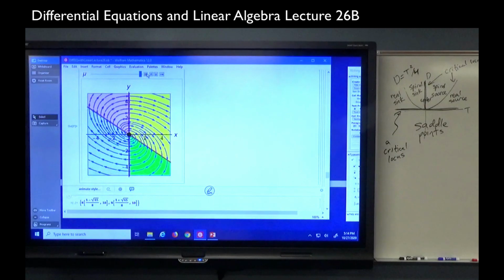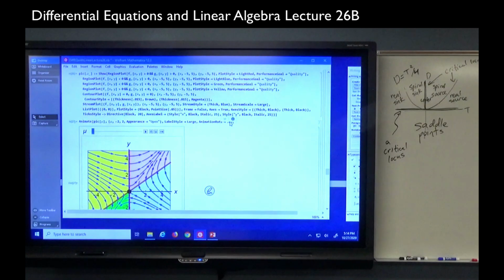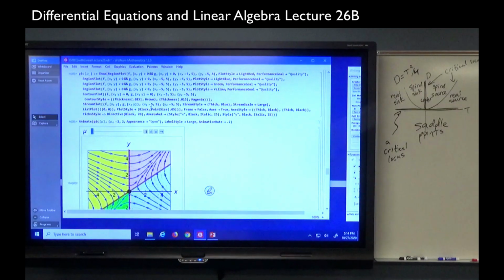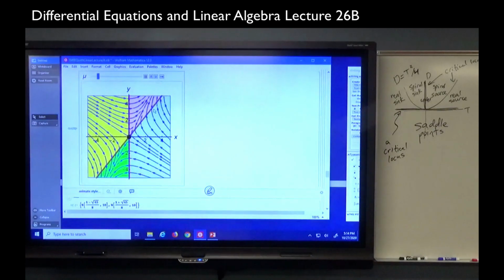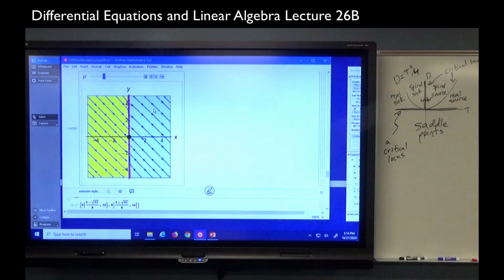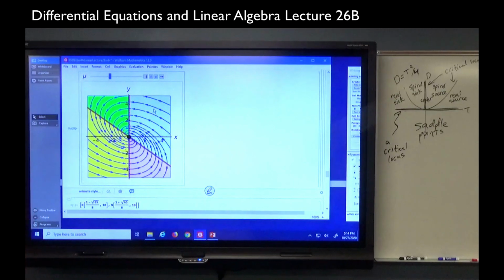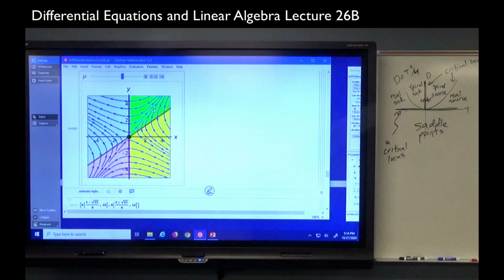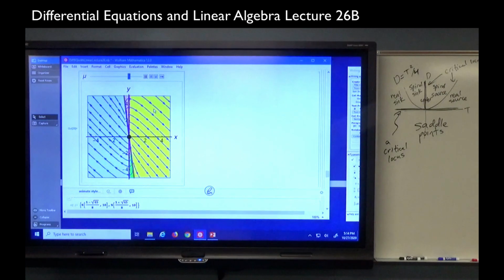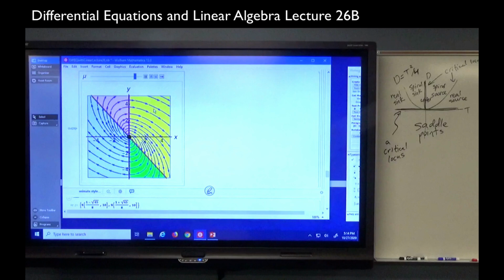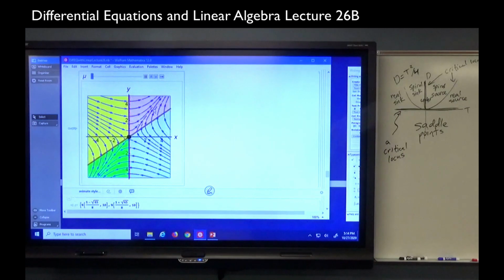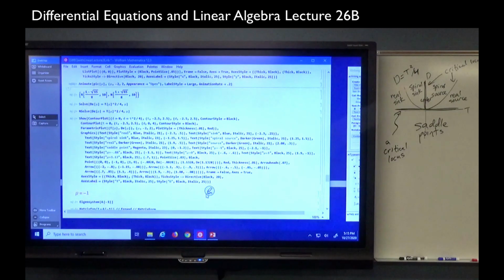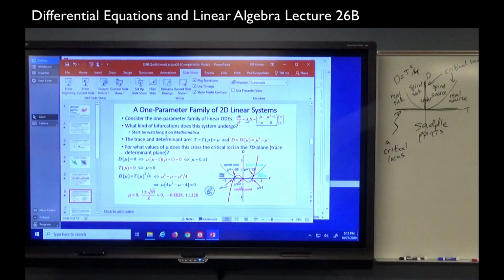Let's run it a little faster this time. Increase this animation rate. I'm going to run it 4 times faster now. Saddle to sink. Right now, non-spiral to spiral. Spiral sink to saddle point. Saddle point back to source. And then a spiral source. So our goal now is to understand what's going on here. Can we understand it? Can we find the bifurcation values?